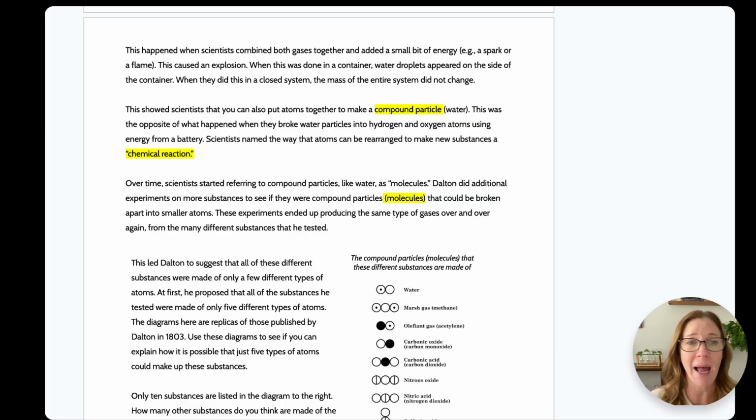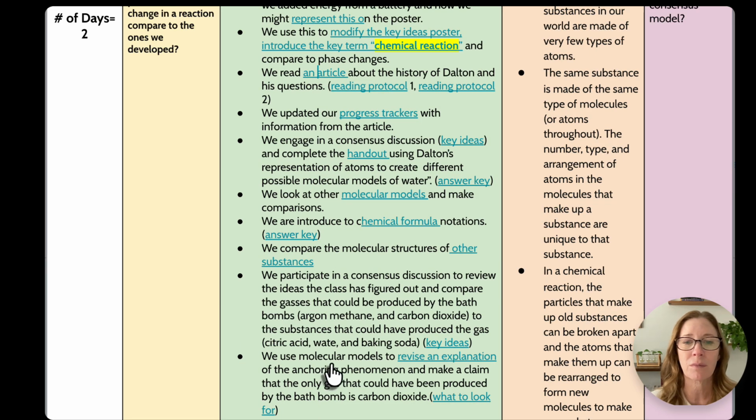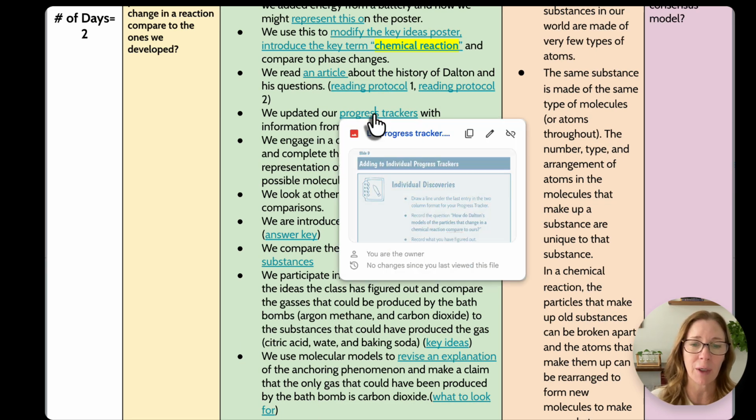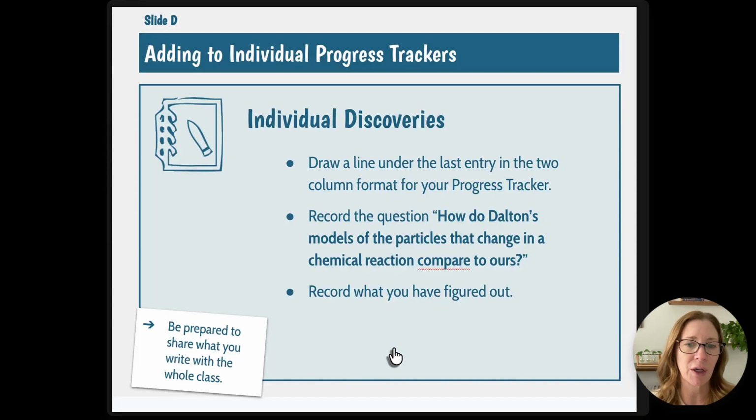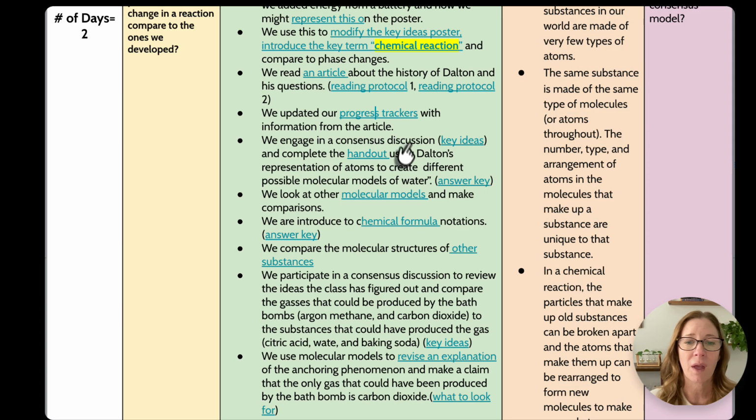So we're going to model atoms. With that lens, we're going to then update our progress tracker. And our progress tracker is really just trying to, again, connect how Dalton's models compare to what we've been doing. And I will tell you that this progress tracker is really valuable to help students process their ideas and come prepared to talk in that consensus discussion.